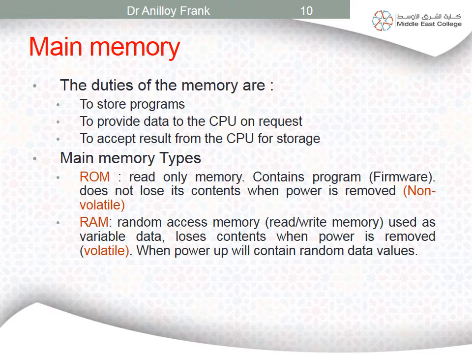It is non-volatile. The second one is RAM, random access memory, which can be used for reading and writing. It is used for variable data and loses its content when power is removed. It is volatile. When powered up, it will contain random data values.